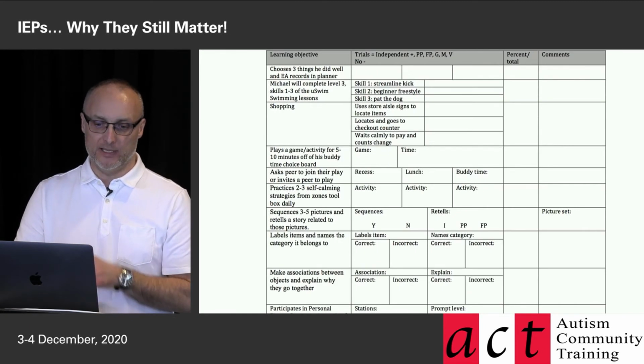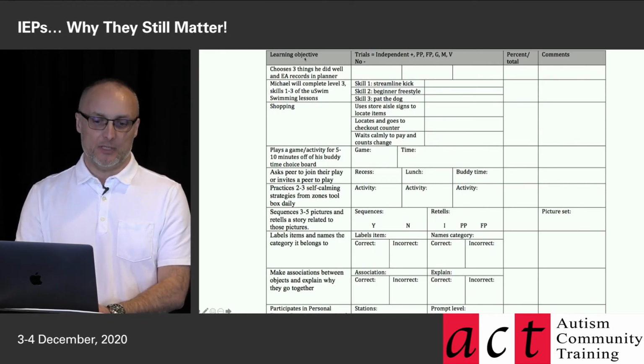Let me zoom in a little bit. You have the learning objective listed down this column. Right? This is taking the bird's eye view and zooming in. You have some data here, and there's a guide for whether there's independent responses, partially prompted, fully prompted, gestural prompt, model prompt, verbal prompt, no prompt. There's some percent correct data that can be recorded here, and then a little section for comments. And so it's very much individualized to the goal for the student.